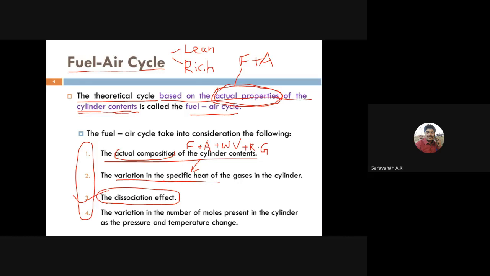Then the fourth factor is the number of molecules present in the cylinder, that is, the number of moles present in the cylinder as the pressure and temperature change. So these four factors are important in the fuel air cycle. In this class we will see the factors one by one. The first factor is the actual composition of what the cylinder contains.